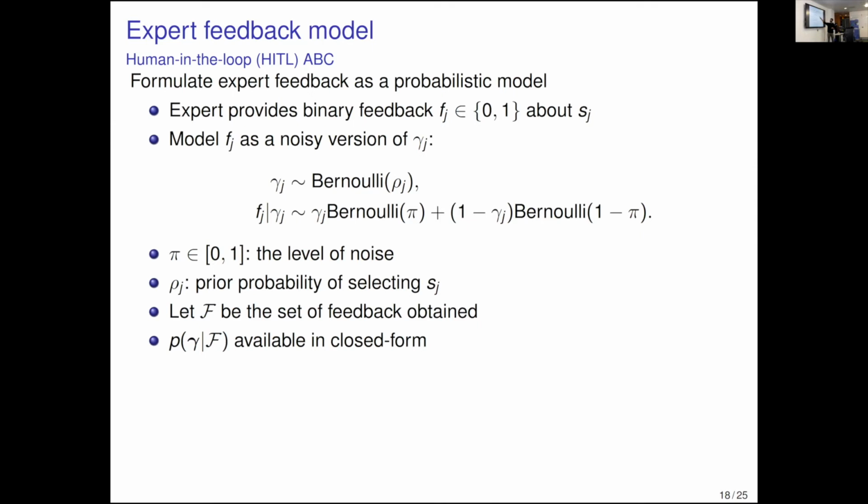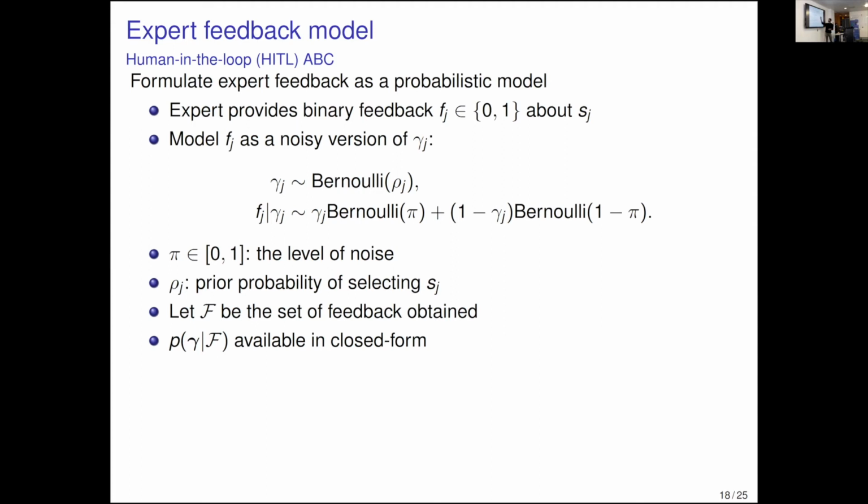So if pi is, let's say, 0.9, then 90% of the time, the expert correctly recognizes that the statistic should be added, and then there is some 10% noise. Sometimes they get it wrong. All right. So rho is the prior probability of selecting the statistic. We just assume that every statistic is equally probable to be selected in the beginning. And now let's say F is the set of feedback obtained after k rounds of this game, this iteration.